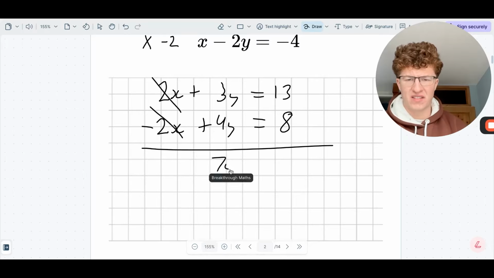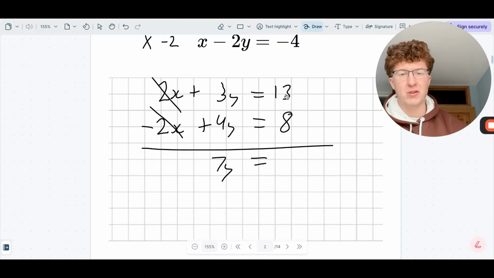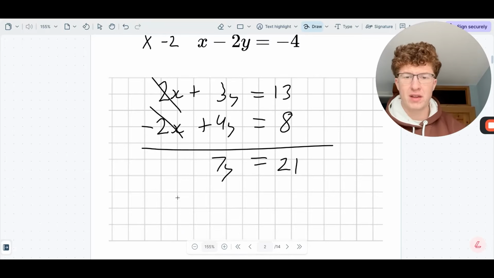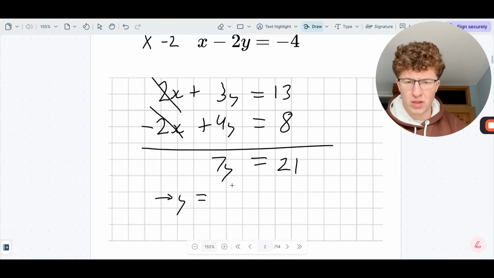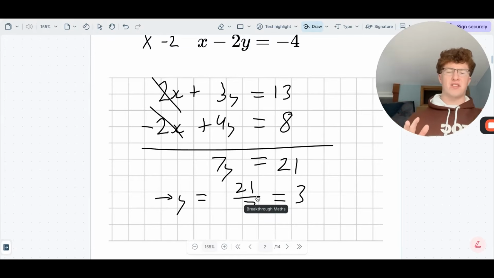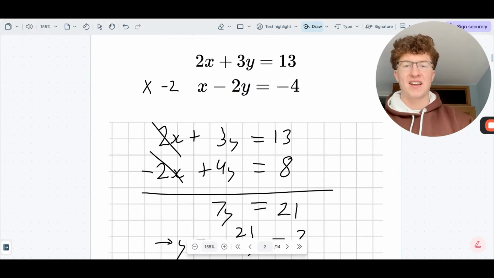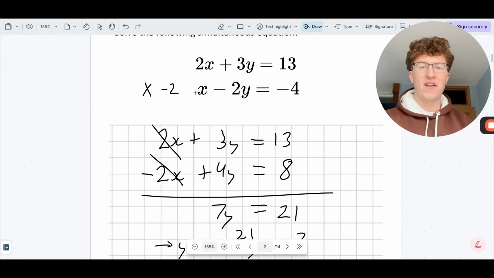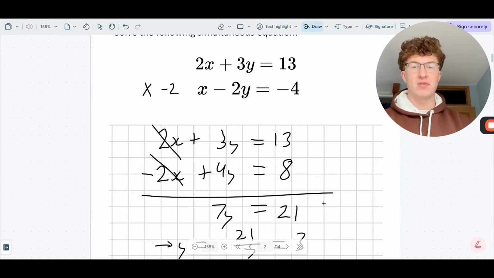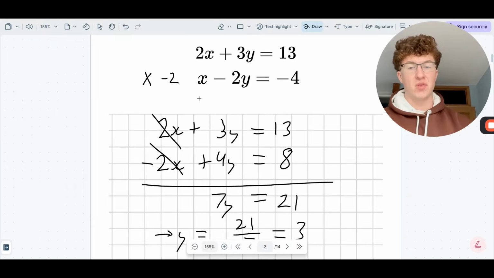3y and 4y is going to give us 7y is equal to 8 plus 13, which is going to be 21. That means that y is equal to 21 divided by 7, which is 3. So here we have y equals 3 now. We also need to get x. So what we're going to do is we're going to fill into the original equation with y equals 3. I'll fill into the second one.